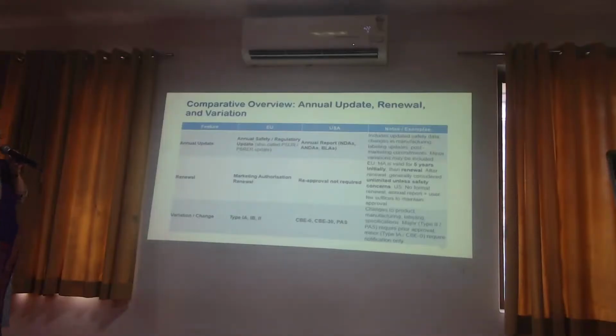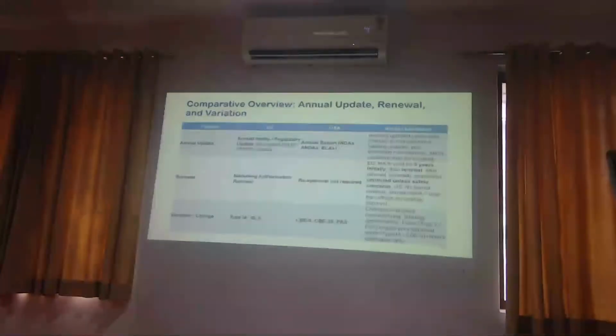Then there are the variation changes. There are different types of variations. In the EU, the variations are categorized as Type 1A, 1B, and Type 2 variations. Whereas in the USA, they are CBE, which is Changes Being Effected, CBE-0, CBE-30, and PAS. CBE-0 means that from the day I submit, day 0, I can start implementing the change. CBE-30 means I have to wait for 30 days. If within 30 days I don't get any feedback from the FDA, I can use it.